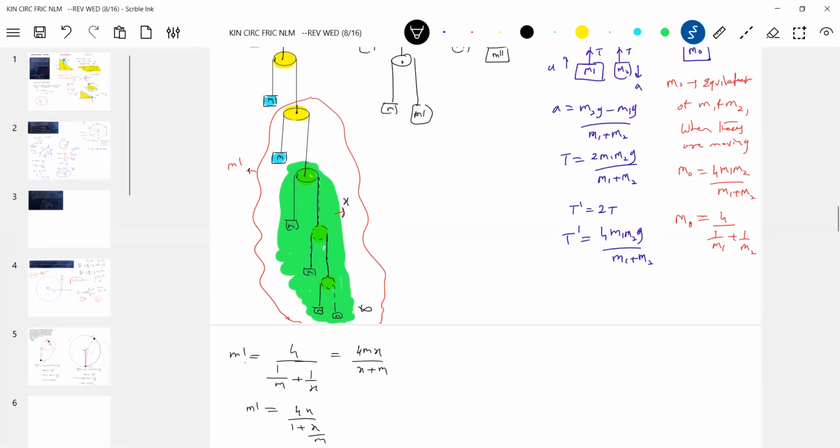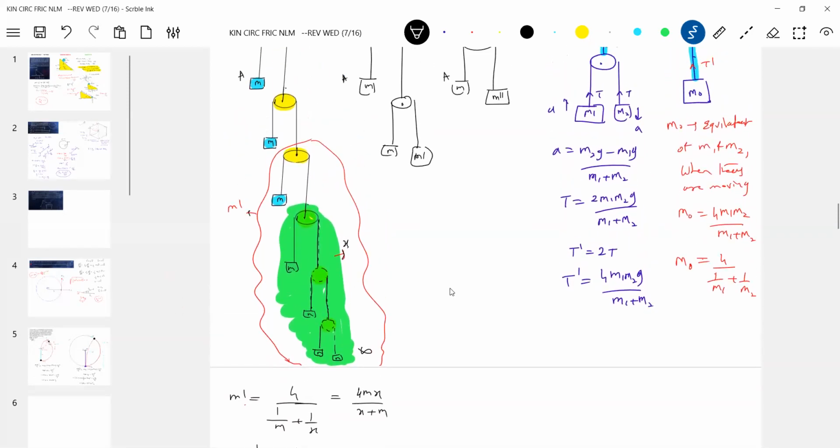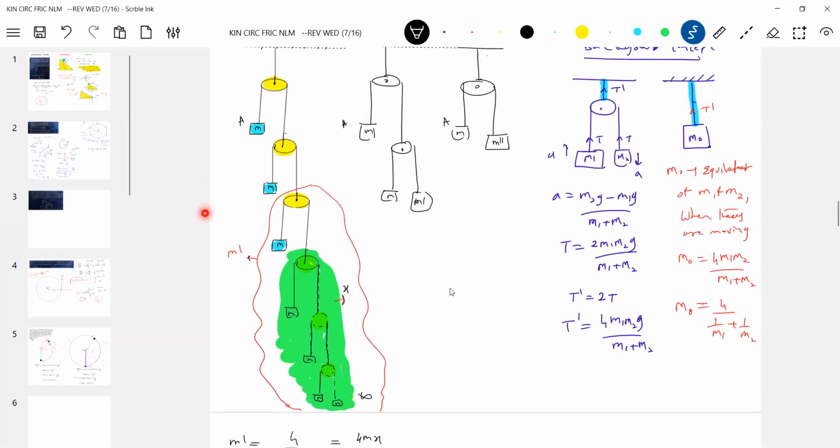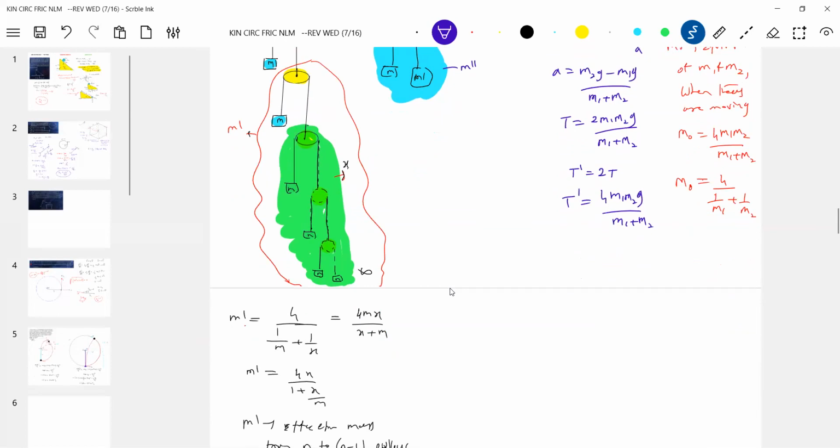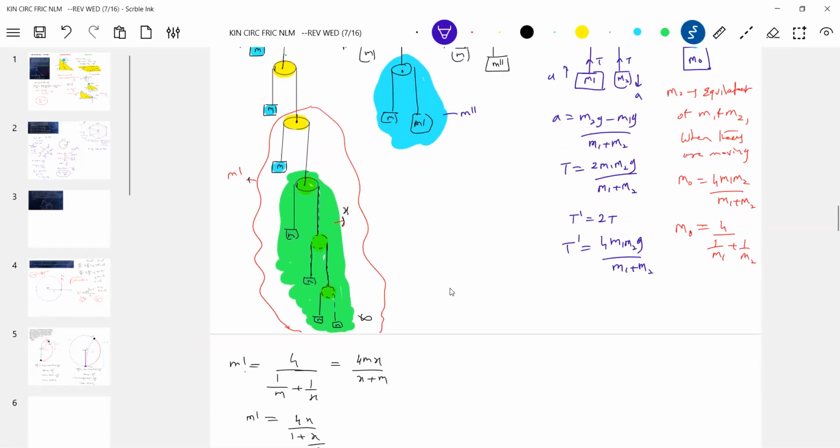Okay, now what is m double dash? So can I replace now? Okay, m dash I got the value. So now can we replace m double dash? So what is m double dash here? So this part is what? m double dash. I'll shade it now. What is m double dash? According to the same formula, m double dash should be equal to 4 by 1 by m plus 1 by m dash.